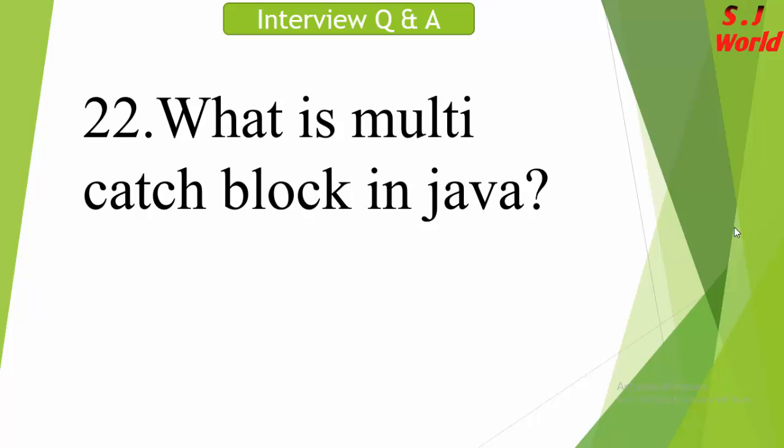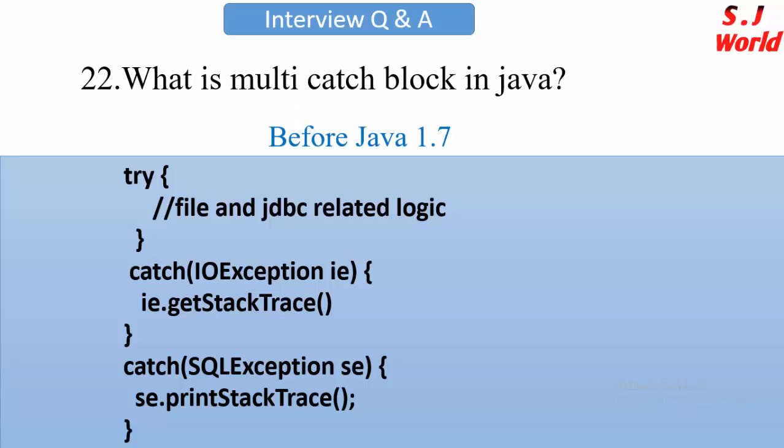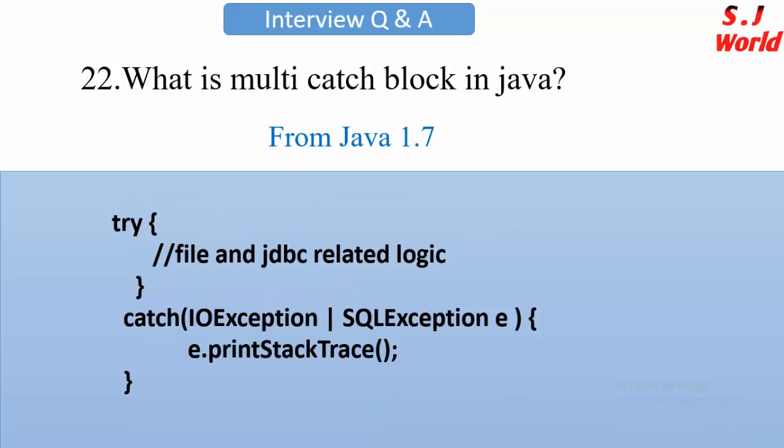Before Java 1.7, what exactly did we have to do? If you want to handle 5, 6, 7 exceptions, then we have to write a separate catch block for each one. So it becomes lengthy and increases the lines of code. Now from Java 1.7, you can handle any number of exceptions with a single catch block. We just have to separate all these exception classes with a pipe symbol.